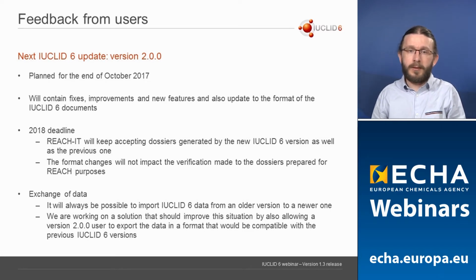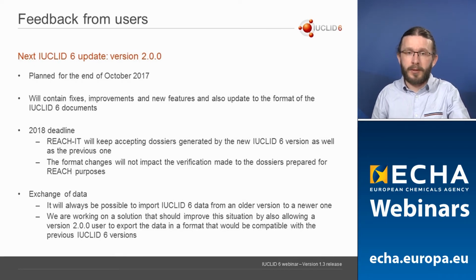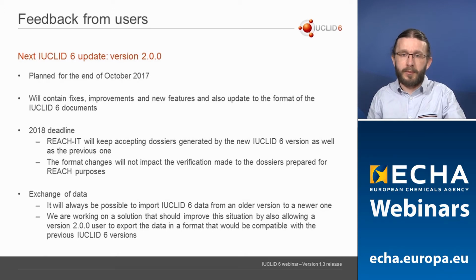The second point is concerning the exchange of data, because if we do format change as we did in Euclid 5, it means that although it's possible to exchange data from older versions of Euclid to the new one, it was not possible in the past to exchange data from a newer version to an older version. So now with Euclid 6 we are working on a solution to allow that. So for a Euclid 6 version 2 user to export data and exchange that in a format that is compatible with an older version of Euclid 6.